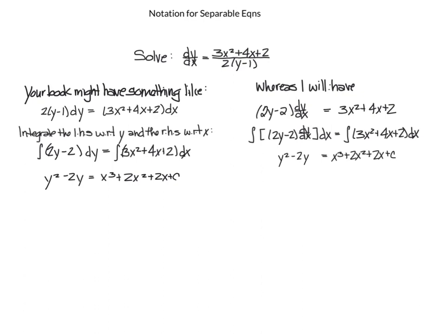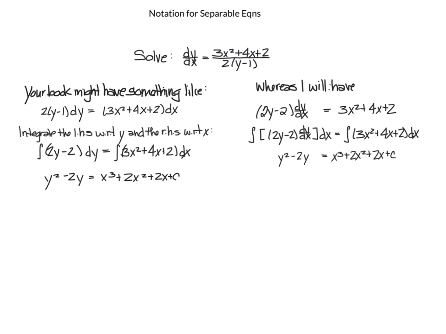In this video, I wanted to talk about some notation when we looked at separable equations. So I have this example here. We were asked to solve dy/dx is equal to (3x squared plus 4x plus 2) all over (2y minus 1). So your book probably has something where it looks like they almost cross multiply. So (2y minus 1) times dy is equal to (3x squared plus 4x plus 2) times dx. And then you integrate the left-hand side with respect to y, and you integrate the right-hand side with respect to x, and this is the solution you get.